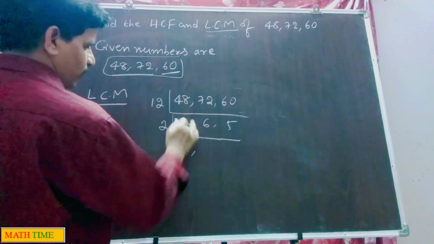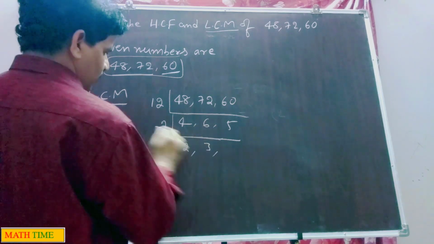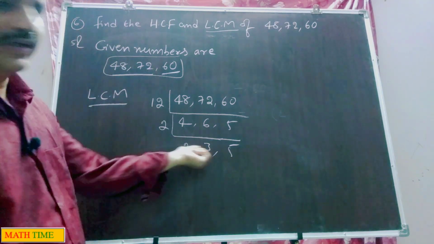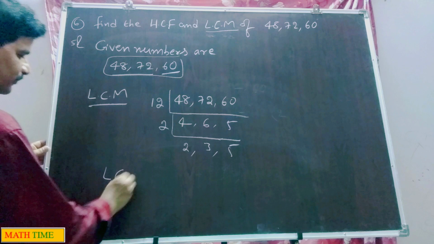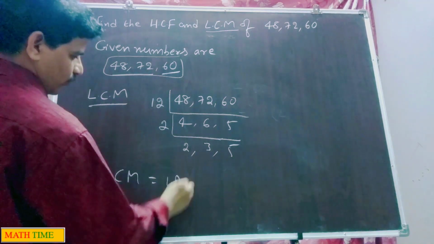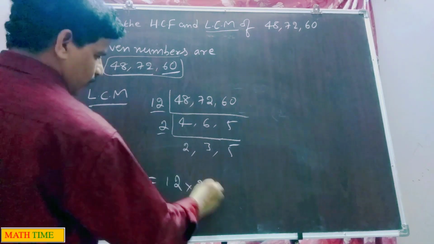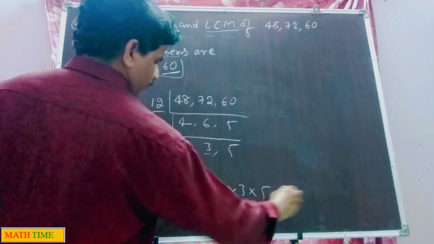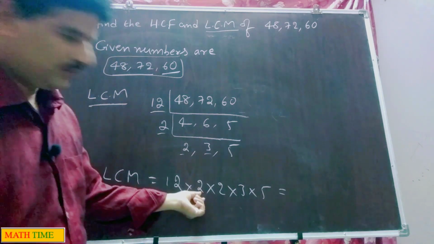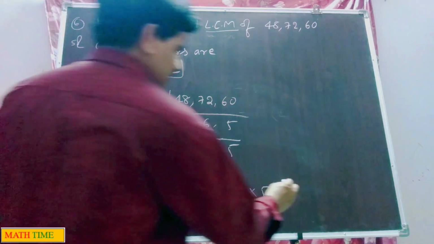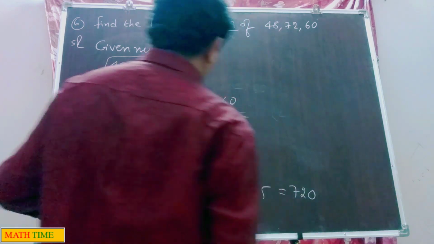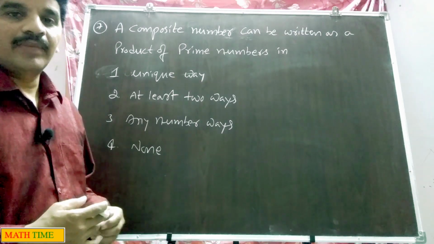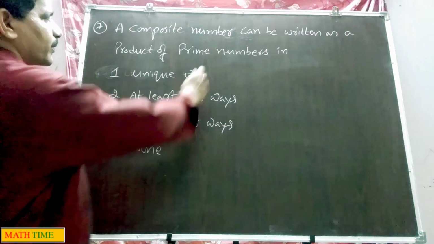2 2s are 4, 2 3s are 6. 2 doesn't divide 5, therefore I write 5. There is no common number to divide all these numbers. Therefore LCM equals 12 into 2 into 2 into 3 into 5. 12 into 2 into 2 into 3 into 5 is 720.